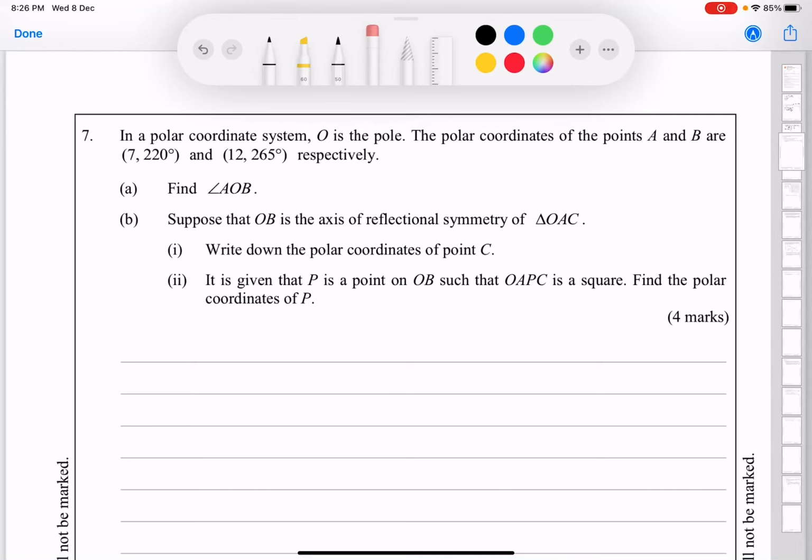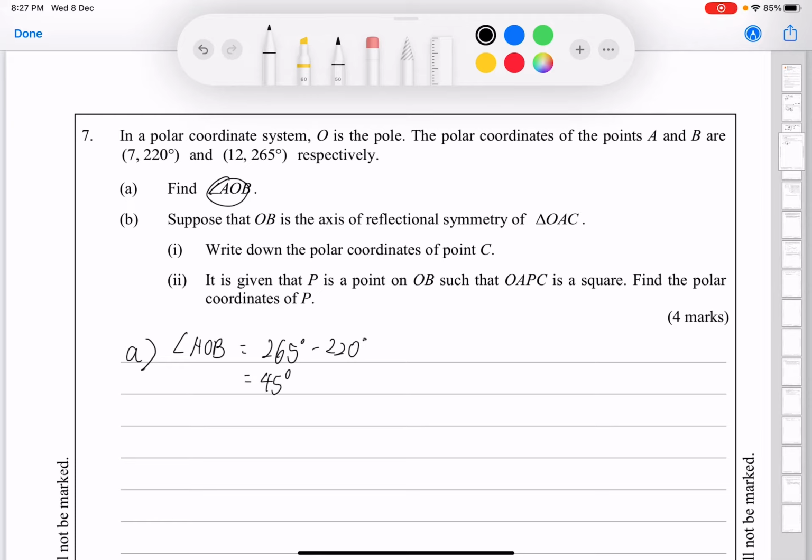Question 7 is a polar coordinates question. Part A, find angle AOB. How to find angle AOB? Actually, simply minus the two terms. You can already find angle AOB.